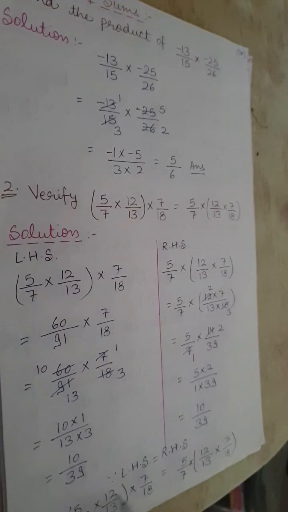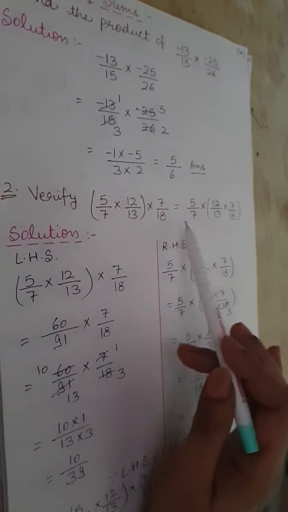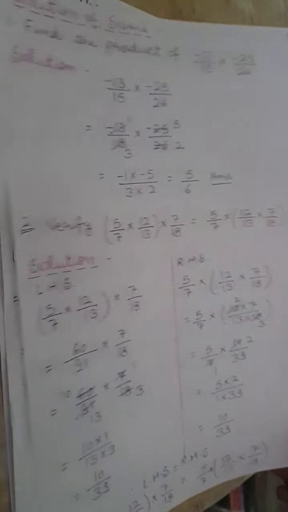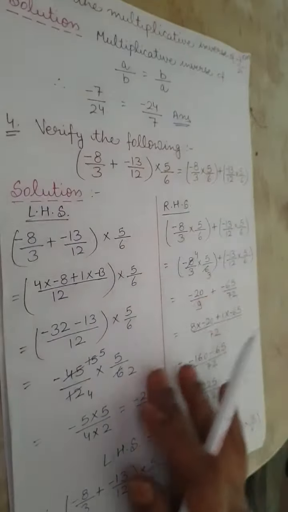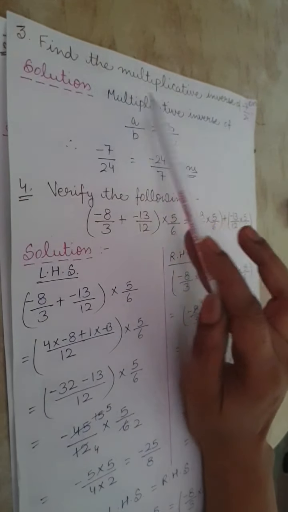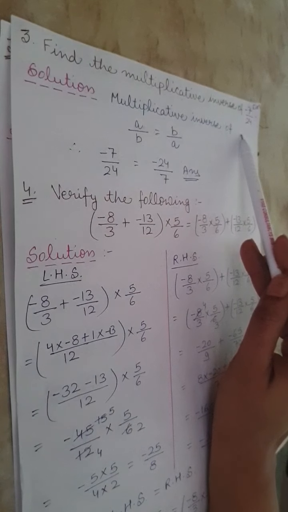Here we see LHS is equal to RHS, so our sum is verified. Fine. So move to another example. Example number 3. Find the multiplicative inverse of -7 upon 24.